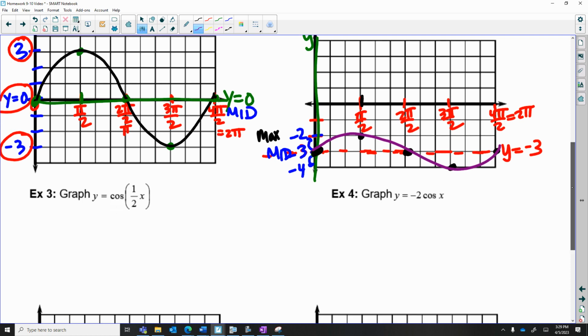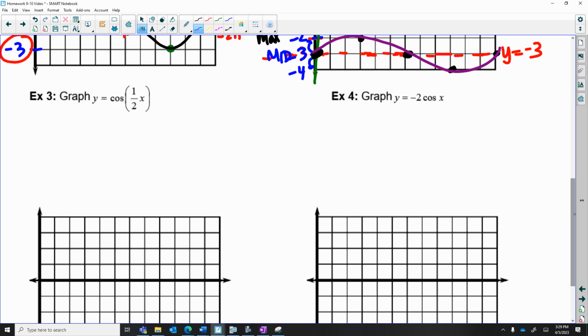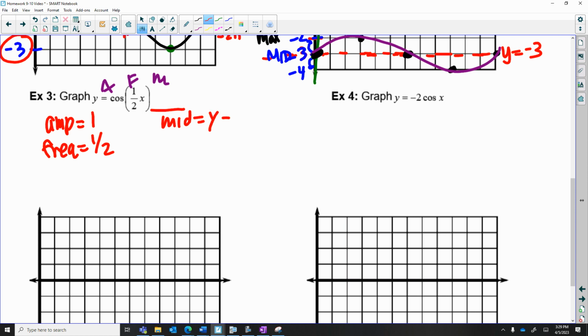Let's do another one. Now we're going to do cosine. Here we go. AFM. Amplitude is 1. Frequency is 1/2. Midline is nothing, so it's 0. Period is 2 pi over frequency. So 2 pi over 1/2 equals 2 pi times 2, which is 4 pi. Remember, keep, change, flip.